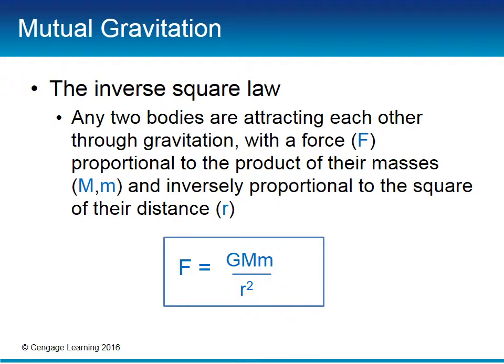The law of mutual gravitation is an inverse square law. Any two bodies are attracted to each other through gravitation with a force F proportional to the product of their masses, big M, little m, and inversely proportional to the square of their distance.